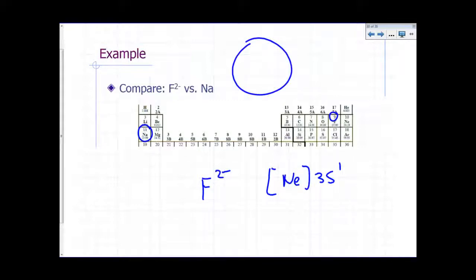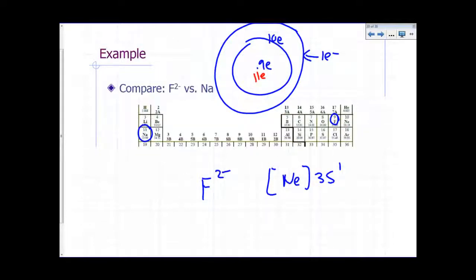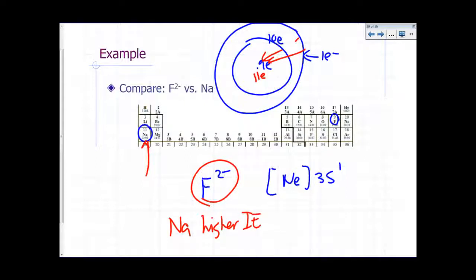You have a neon core. In the case of fluorine, you have 9 protons, and you have 10 electrons in the core, and then that 1 extra electron outside. Compare that to sodium, which has 11 protons in the nucleus, pulling in that electron from the outside. So 9 versus 11, sodium is going to be able to hold on to its electron more strongly than the F with a negative 2 charge. So sodium would have a higher ionization energy compared to F with a negative 2 charge.